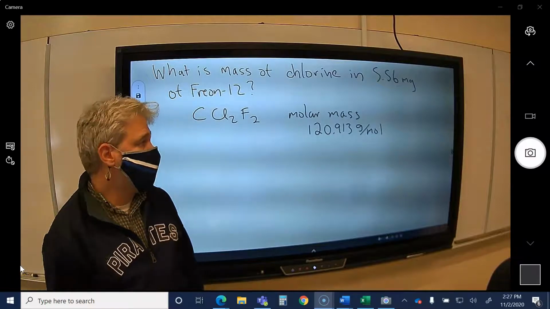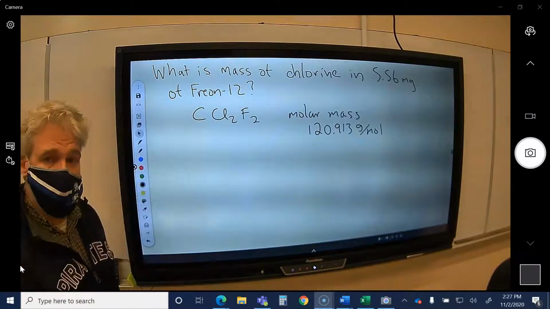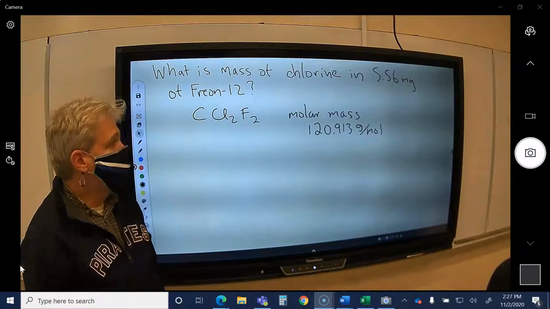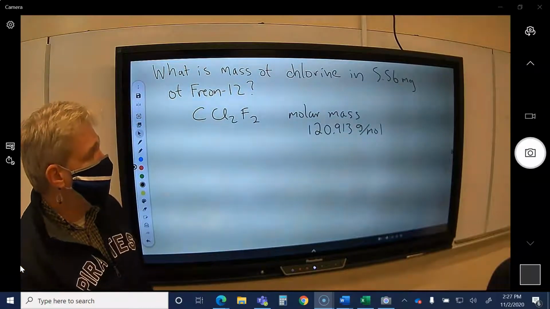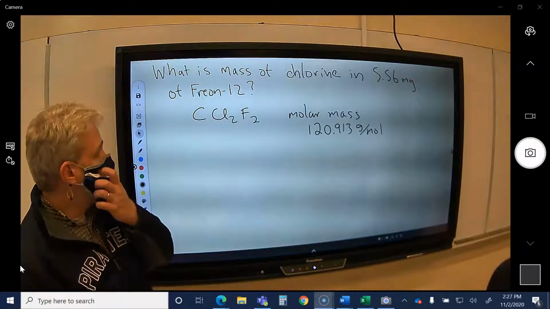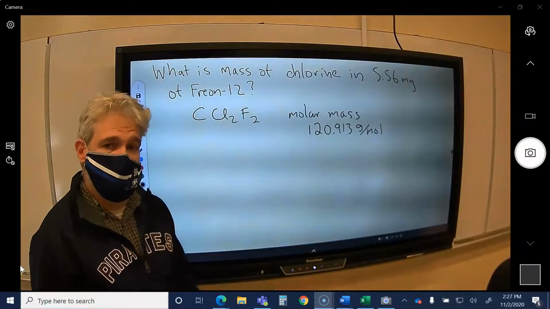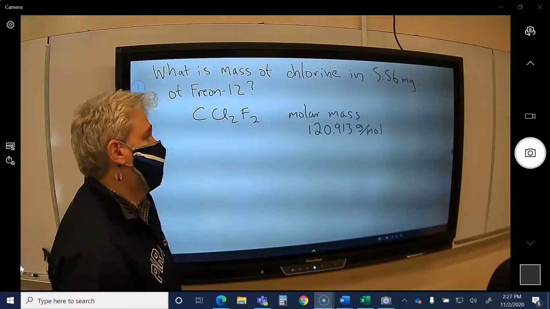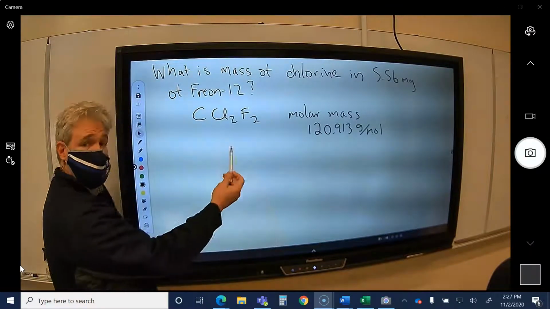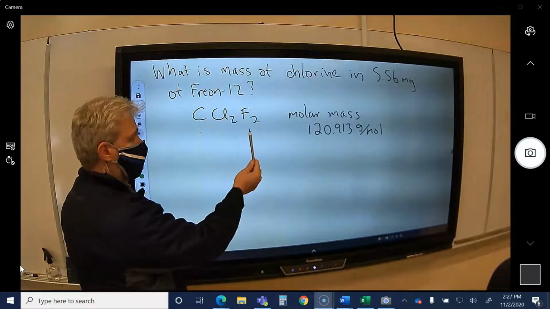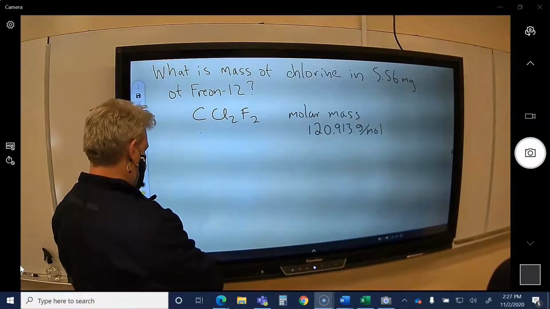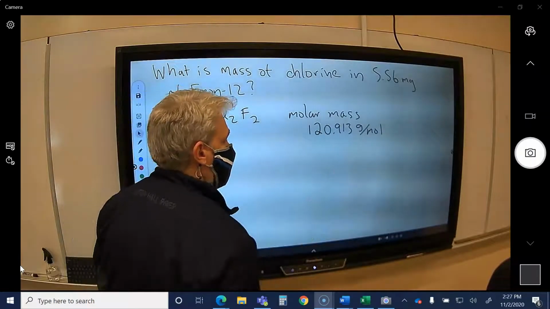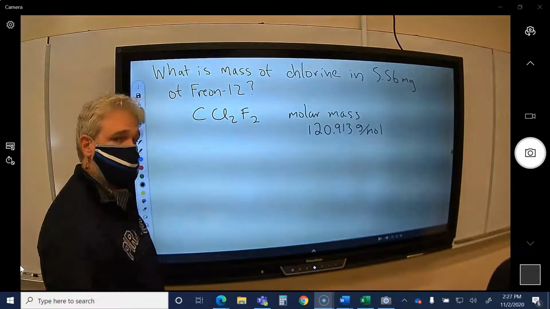Okay, so this is a second example using the Freon 12, and in this example we're asked to find the mass of chlorine in 5.56 milligrams of Freon 12. There's a couple different ways to do this, and the first way we're going to demonstrate is using the percent mass. So from the last problem we know that this is the formula of Freon 12, and this is the molar mass, 123.913 grams per mole.